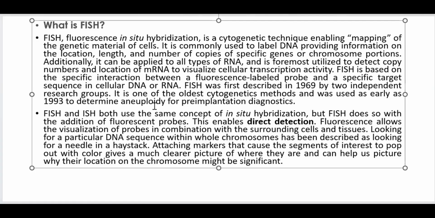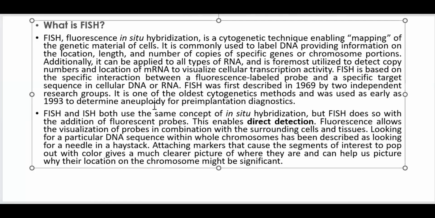So this technique is based on specific interaction between the fluorescently labeled probe and a specific target sequence in the cellular DNA or RNA. So it is very much like ISH, but only the thing is the probe is labeled with a fluorescence molecule. So both FISH and ISH, the concept basically is the same, that is in situ hybridization. Only the thing is the probes used in FISH are fluorescent probes, and that helps direct detection. So fluorescence allows visualization of probes in combination with the surrounding cells and tissues.